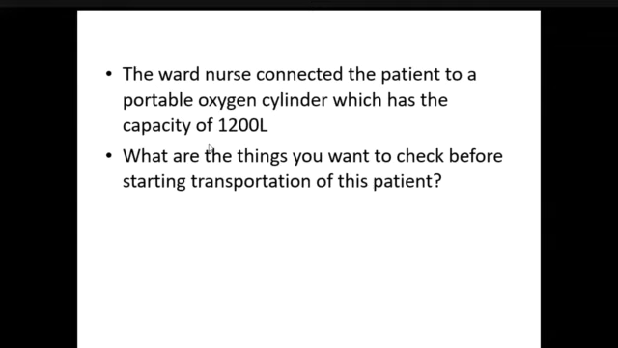So the ward nurse connected the patient to a portable oxygen cylinder which has a capacity of 1200 liters, right? What are the things you want to check before starting transportation of this patient? What are the important things? Okay, one thing is you have to check the oxygen amount, you also have to calculate how many cylinders you have to take, and what are the other important things you have to check. So, yes, you can answer now.